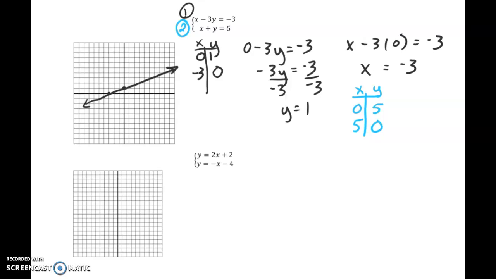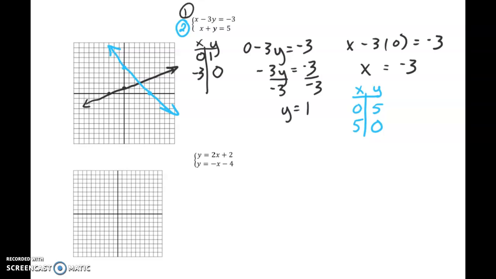So I can graph those, 0, 1, 2, 3, 4, 5. And 5, 1, 2, 3, 4, 5, 0. And I get a line. A ruler really helps on these right there. Now, it looks like I have a point of intersection. That point of intersection is going to be the solution.